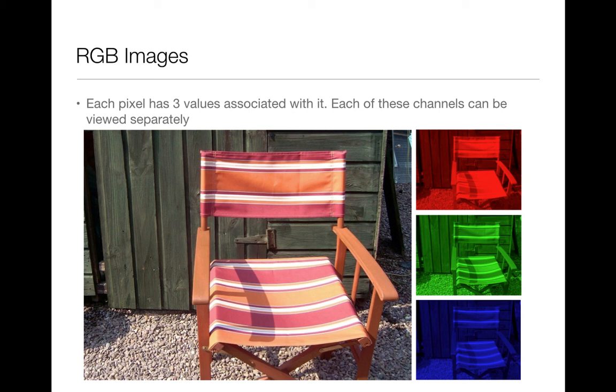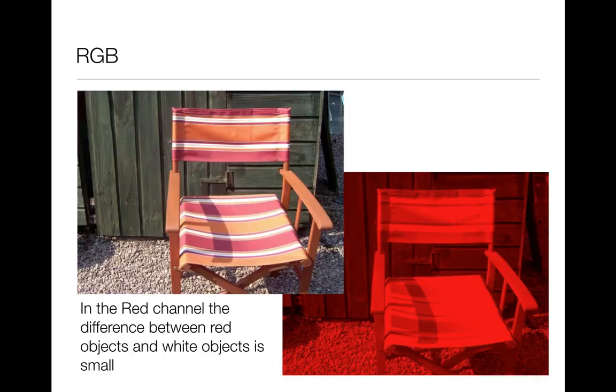Things like that. So in the red channel, if you think about it, the color red has got high red values. And white also has high red values. So in the red channel, the difference between red and white is very hard to see. And you can see here that in this example, where there's red and where there's white, it's hard to see the difference.